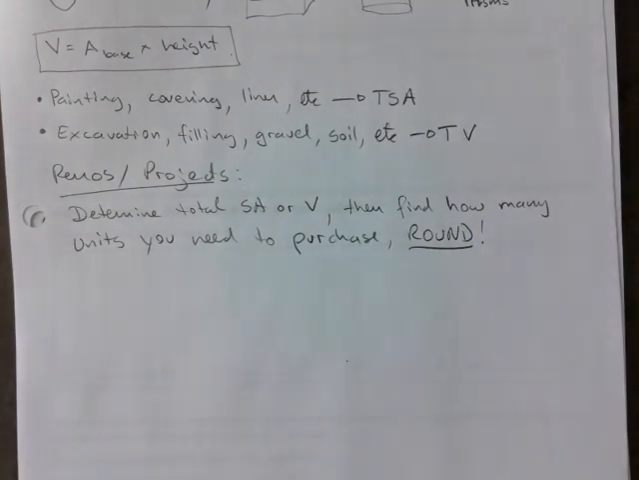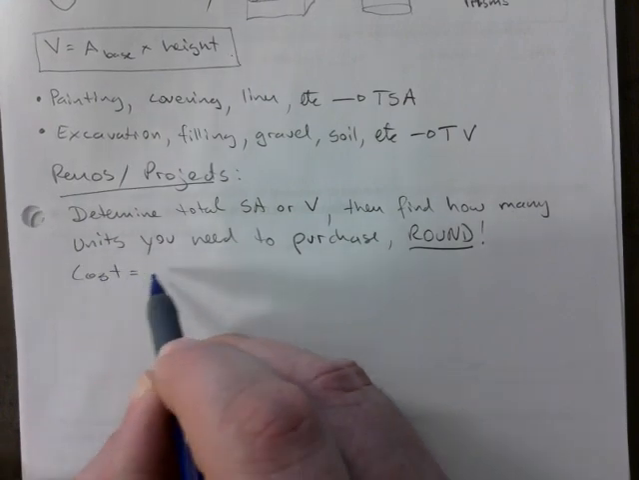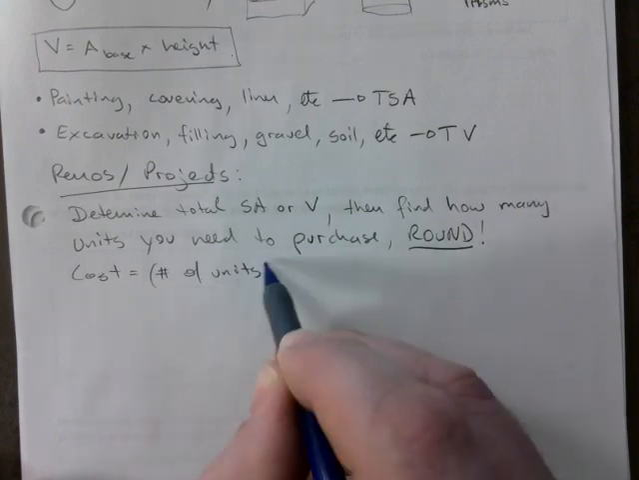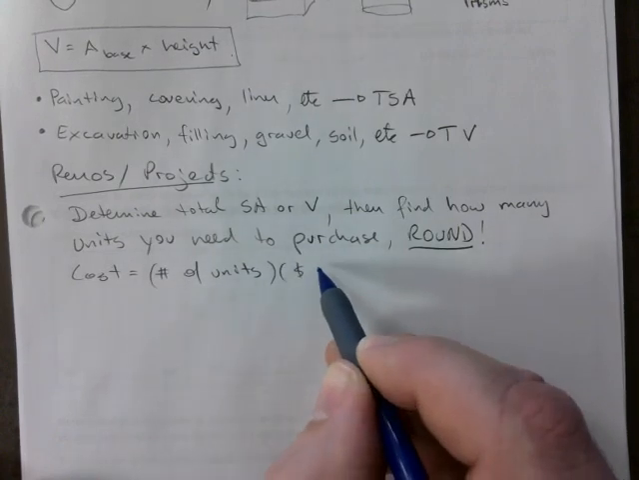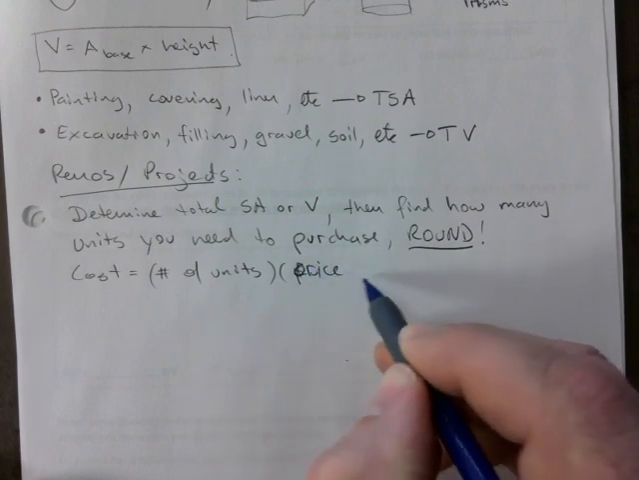Only when you're ready to come up with how many units you need to purchase, that's when you round. In the meantime, you're not rounding, you're not rounding, you're not rounding. You just keep everything in the calculator, okay? But then round. So cost is number of units times, obviously, the price per unit.